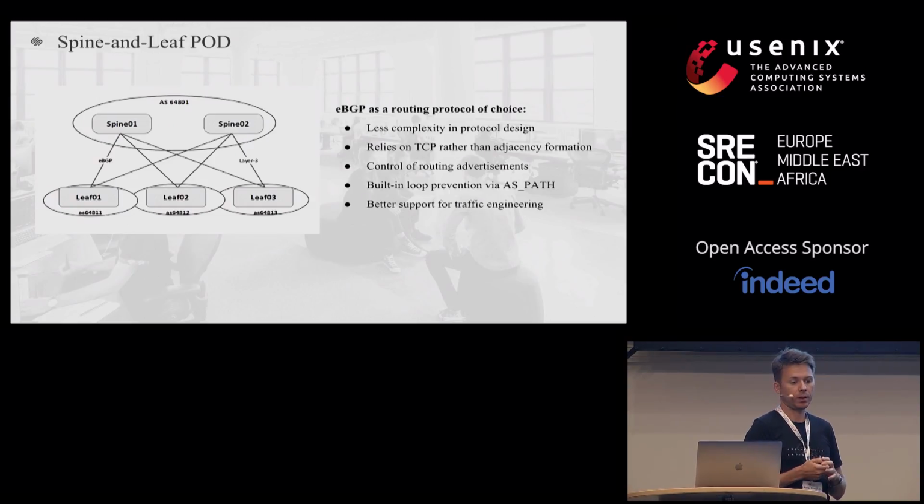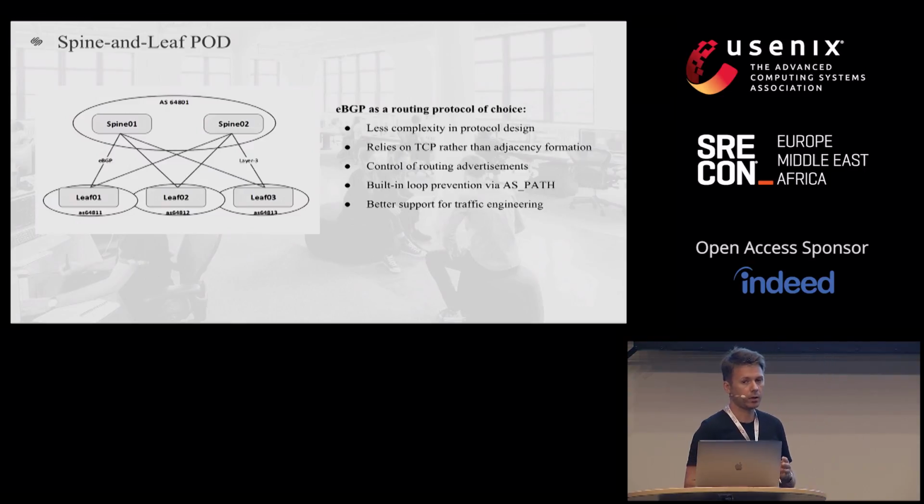BGP was used as a routing, and specifically external BGP was used because it allowed us to use fewer protocol features in this network. We didn't have to use route reflectors by doing eBGP. It has great support for traffic engineering. Loop prevention is naturally built into the BGP protocol. It relies on TCP, and every leaf is in a separate autonomous system.